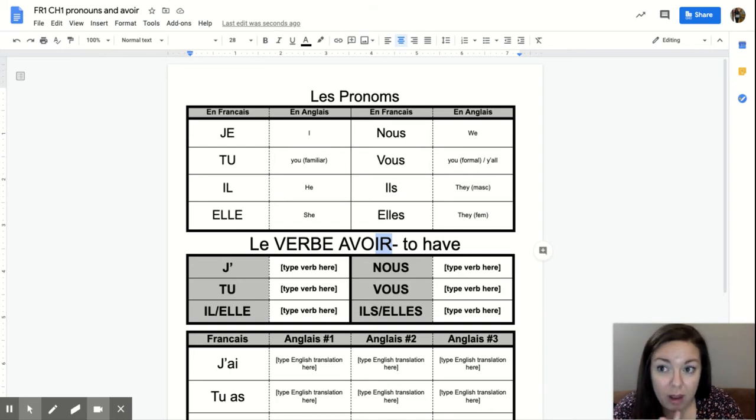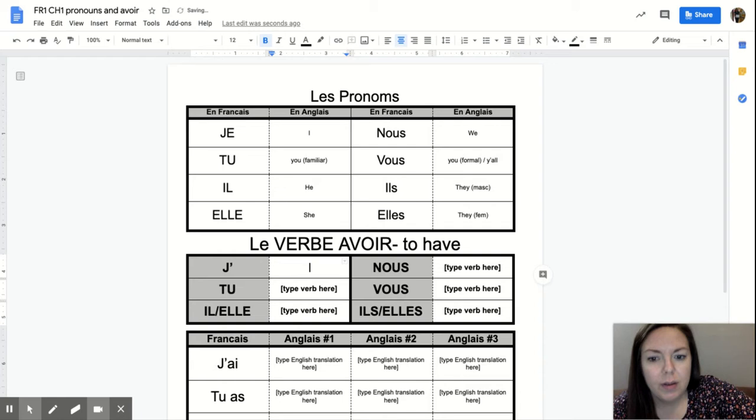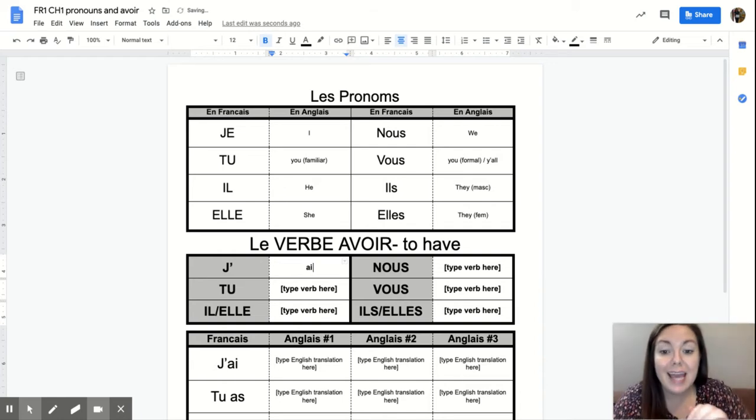But avoir is what we call an irregular verb. Irregular means it doesn't follow a pattern. It's its own unique thing. So you're just going to have to memorize it, unfortunately, okay? There's no trick to it. Just memorize it. But there's only six different forms that it could be. So for je, notice it became J apostrophe right here. We're going to talk about that. The form of the verb avoir is AI. So when you smush those words together, it becomes j'ai.